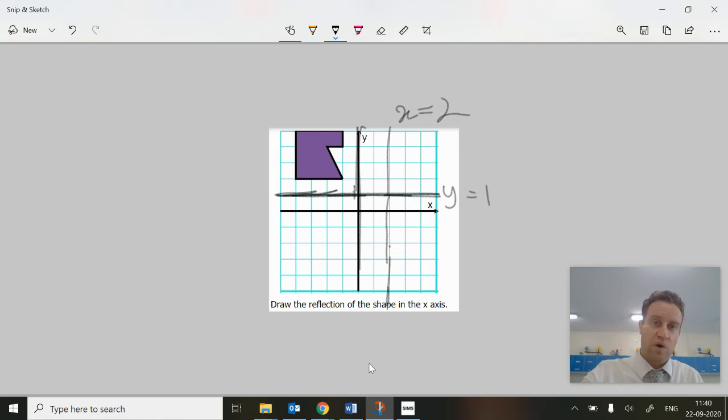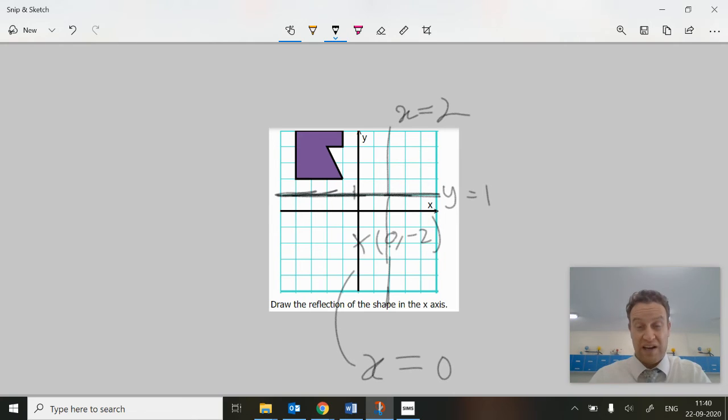from the y-axis. So in fact, the y-axis itself has an equation of x is equal to 0, because on any of those points, let's take this point here, that's going to be point 0, minus 2. Okay, but on any of those points on that line that you take, the x value is going to be 0. So we say x is equal to 0. We're 0 across.